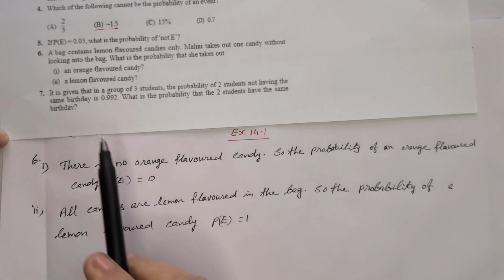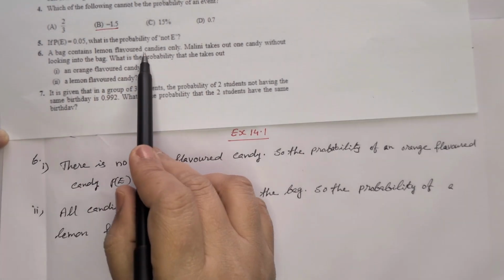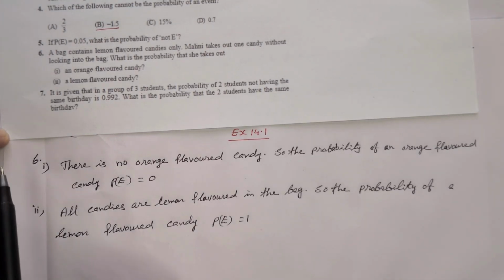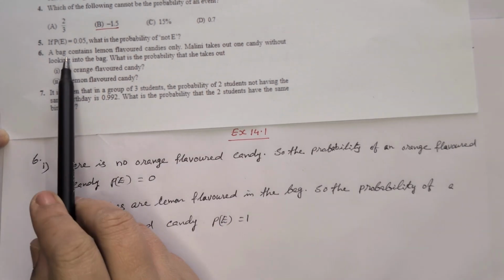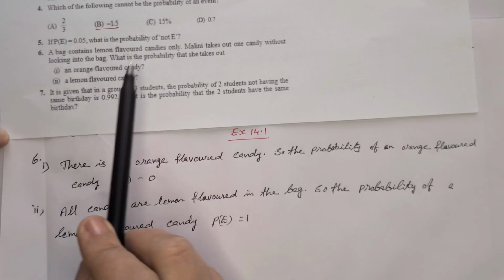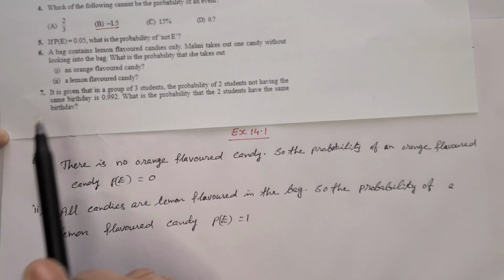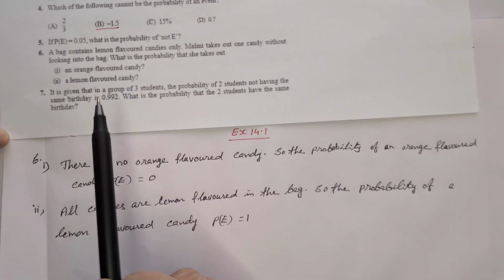Sixth question. A bag contains lemon flavored candies only. Malini takes out one candy without looking into the bag. What is the probability that she takes out an orange flavored candy? Here it's given that the bag contains lemon flavored candies only, so from that bag we cannot take any orange flavored candy. So the probability of getting an orange flavored candy is 0.